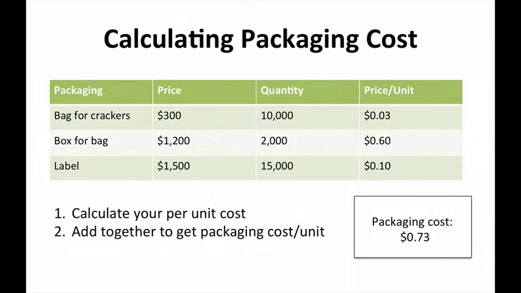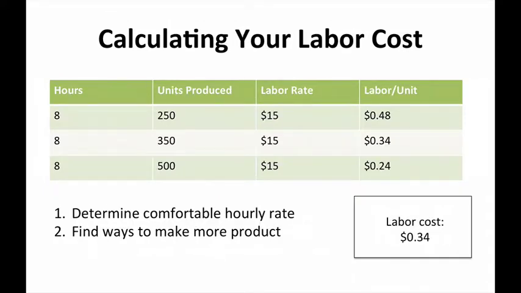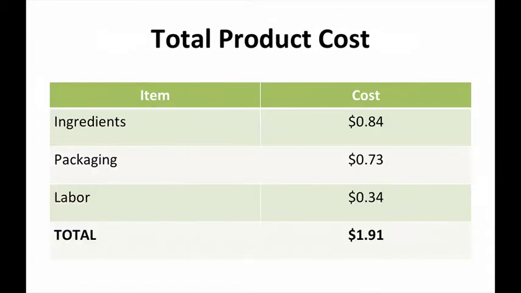Calculate your packaging costs. You've got a bag for the crackers, the plastic bag. You have a box for the bag. And then maybe you have a label or you use a printed box. Who knows? Calculate all that. Your total packaging costs 73 cents. Calculate your labor costs. We're going to use the same labor as in the first example, and your labor cost is 34 cents. So your total product cost for a box of 24 crackers is $1.91.